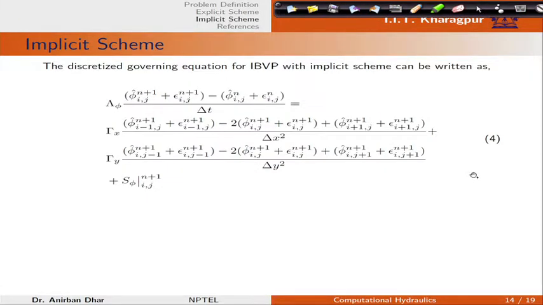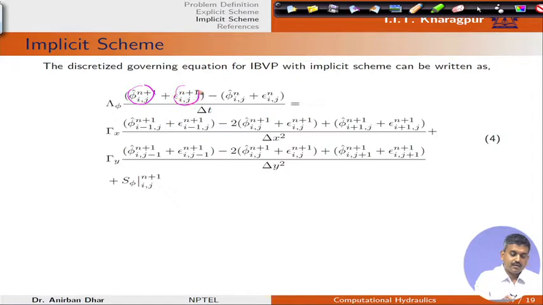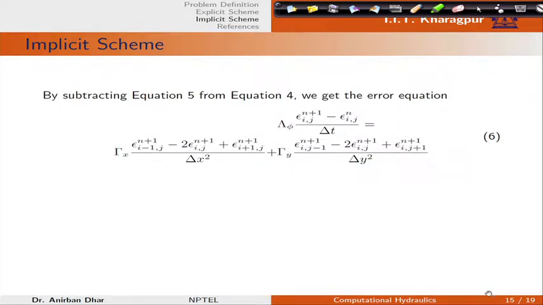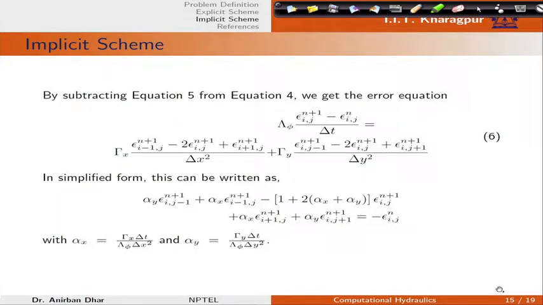Now, if we consider the implicit scheme, again we can write our main discretized equation in terms of the exact discrete value and error term, and similarly we can define the exact discrete solution of the finite difference equation. Now, if we subtract 5 from 4, obviously we will get the error equation here, and in simplified form we can get this. Interestingly, in this case, on the left hand side these values are unknown, and on the right hand side they are known.